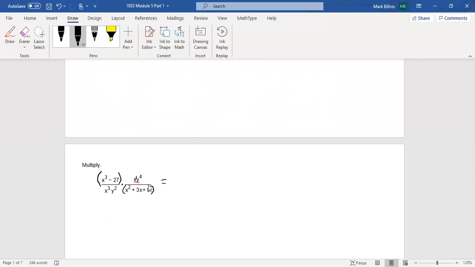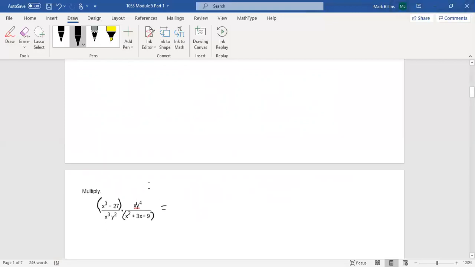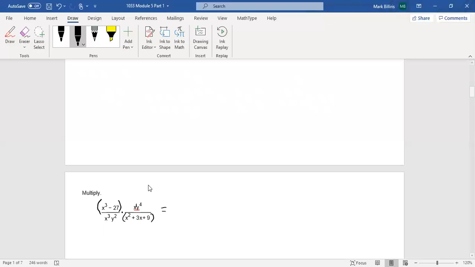So our x cubed minus 27. We have a cube, so we're going to have to factor using the difference of cubes. I'm just going to remind you of the formula that you use, because remember, this is a pattern, and we're going to use this pattern to factor.